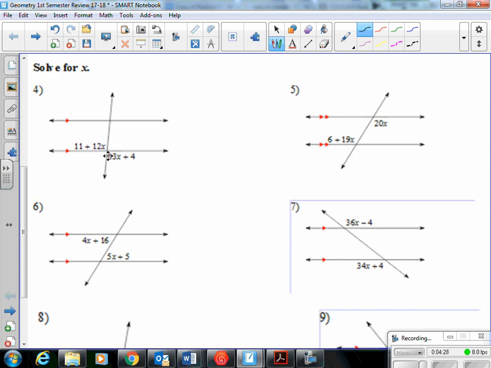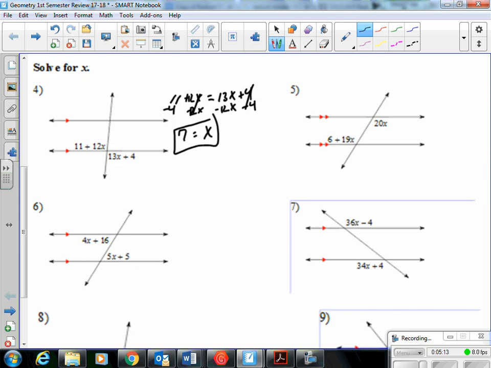So to solve for x here, we've got to set these two angles equal to each other. So 11 plus 2x is going to equal 13x plus 4. So subtract 2x and then subtract 4. Oh, that's a 12. Thank you. All right, so subtract 12x and subtract the 4. 4's cancel, and we have 7 equals x.